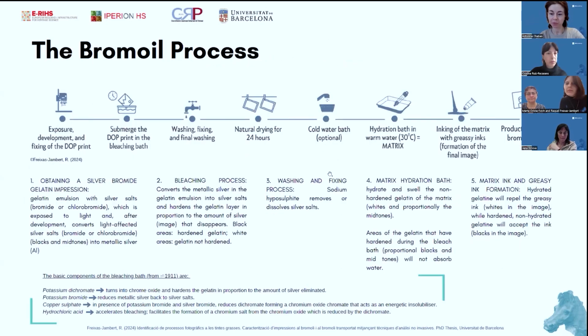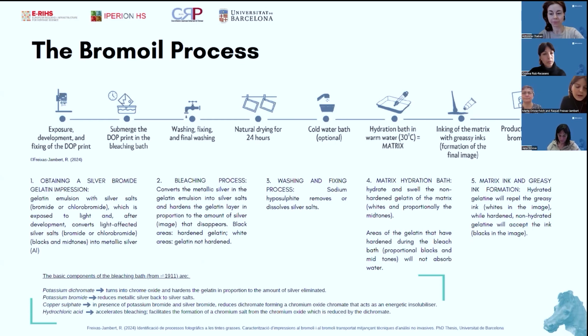So, let's talk about what the bromoil process is. As the name suggests, the word bromoil is composed of "brom" from silver bromide and "oil" from the oil of the greasy ink. The process begins with a photographic copy on silver gelatin, usually a silver bromide print exposed with a photographic enlarger or by contact, developed, fixed, and washed as usual.